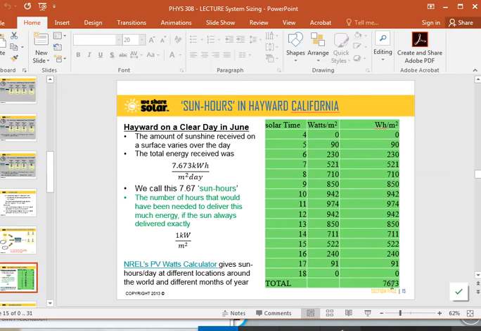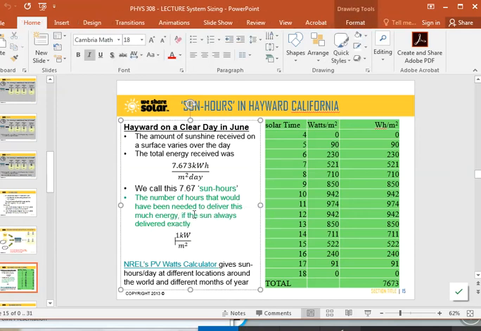So if you added all those up together, you get the total amount of watt hours per square meter in a day. And you probably remember that 1 kilowatt per square meter was what we estimated as the sun delivering. Now maybe that's not exactly true, but this gives us a more accurate read on things. We say, okay, we had 7.67 kilowatt hours per square meter per day. And so we just call this 7.67 sun hours.